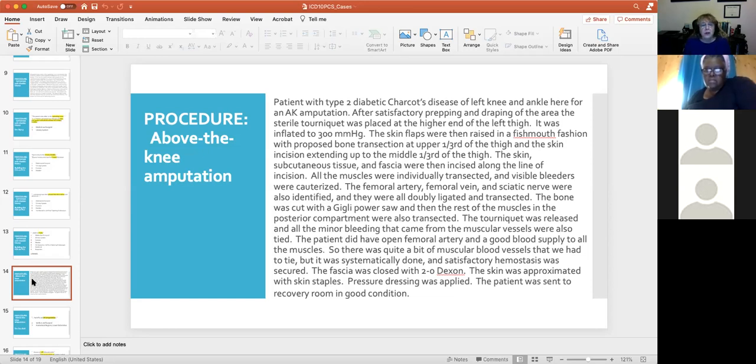The fascia was closed with 2.0 Dexon. The skin was approximated with skin staples. Pressure dressing was applied. Patient was sent to recovery room in good condition.